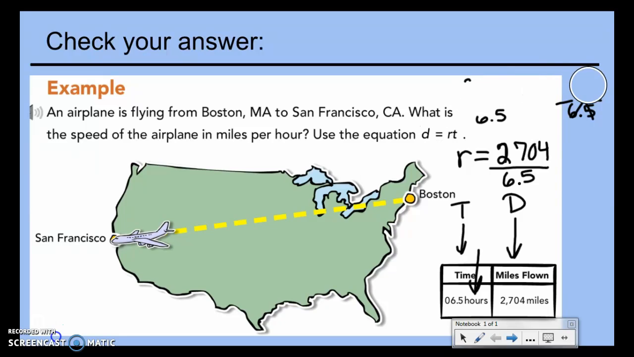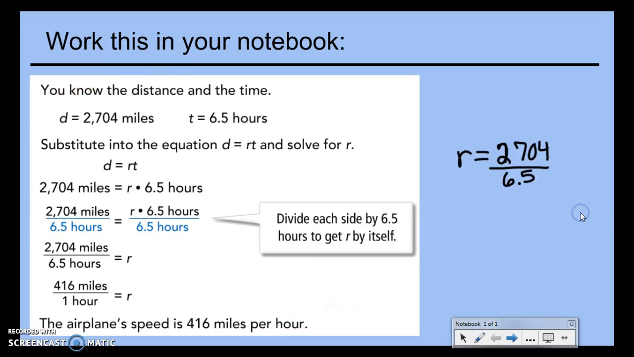Let me erase this. I think your answer is 415, I think. 460. Hoping this level's starting to stick, guys. But here's a breakdown of how this works. Divide both sides by 6.5, and keep going.